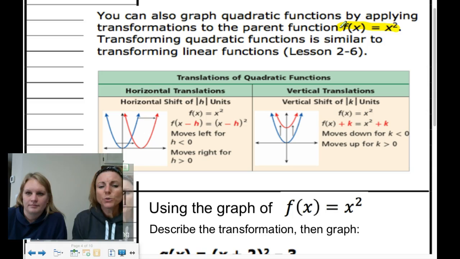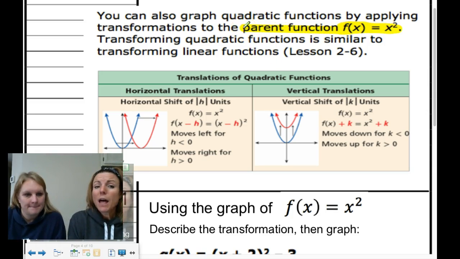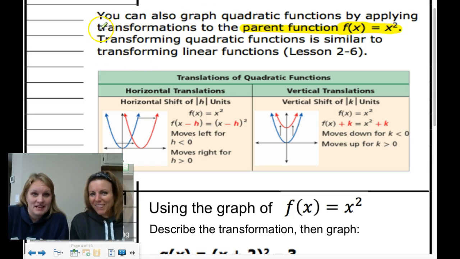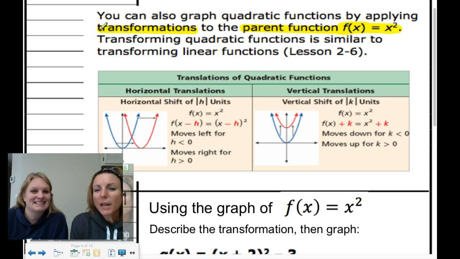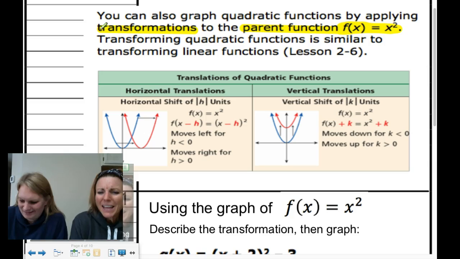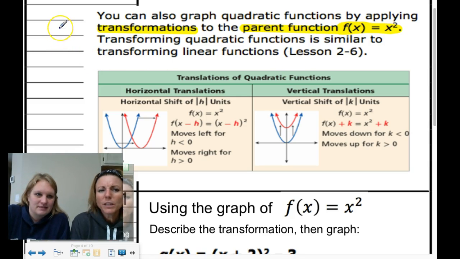What we're going to do is graph quadratic functions today by applying transformations. Maybe highlight the word transformations. Do you see that above? Right there. We're going to graph using transformations. So we're transforming the parent function, and transforming, maybe just write in parentheses, means moving. Students get really confused on that. It just means moving. That's all.